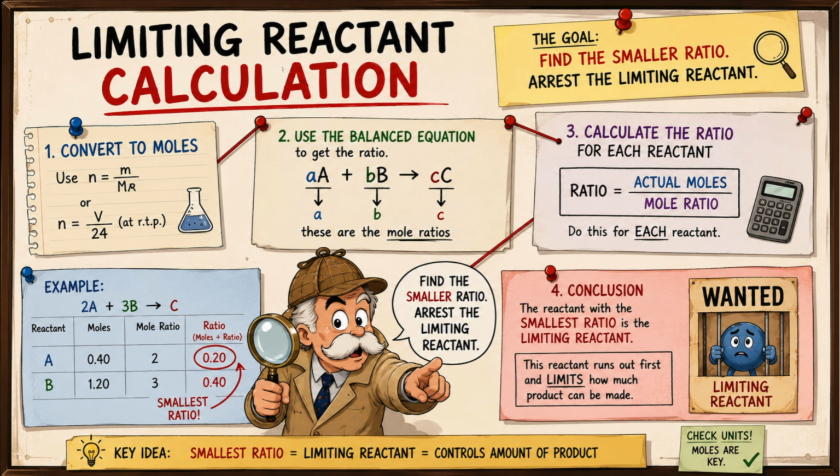For calculations, convert everything to moles first. Use the balanced equation to find the ratios. Then divide the actual moles by the mole ratio. Whichever reactant gives the smaller value is the limiting reactant. Smaller ratio means limiting reactant.